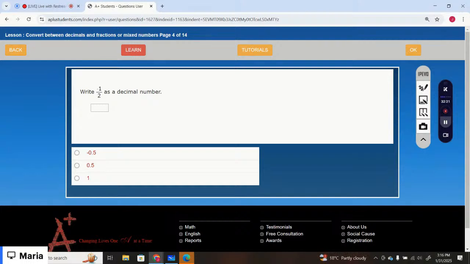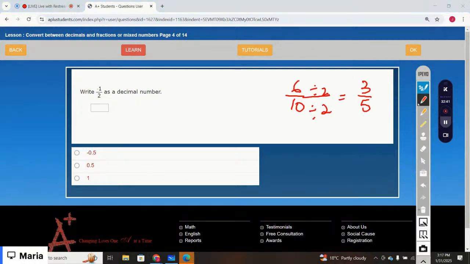Write negative 1 by 2 as a decimal number. So how do you write fractions as decimal numbers? You just have to divide them. That is negative 0.5. Option number one is the correct option.